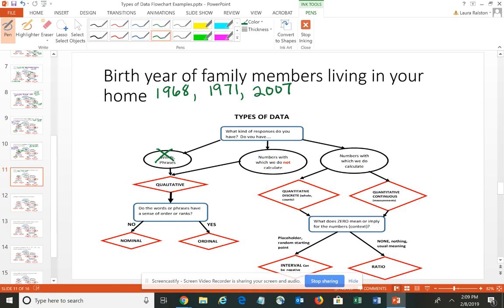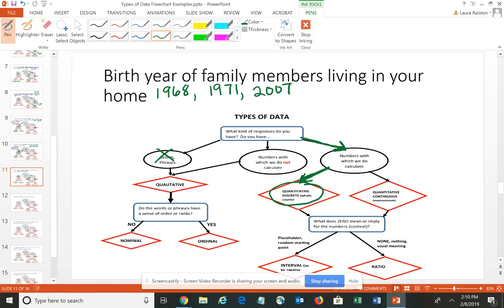So I have numbers. And could we calculate with those? Could we say one person is 3 years older than another, or one is born 20 years after or 30 years after? And we can. So we can actually perform calculations with these. Okay. And notice they're whole units. We don't say I was born in 1968.8, or 1971.3. It's a whole number, so it's discrete.